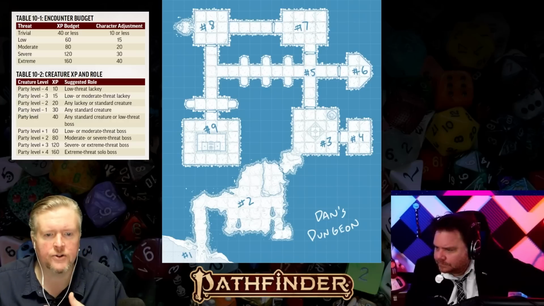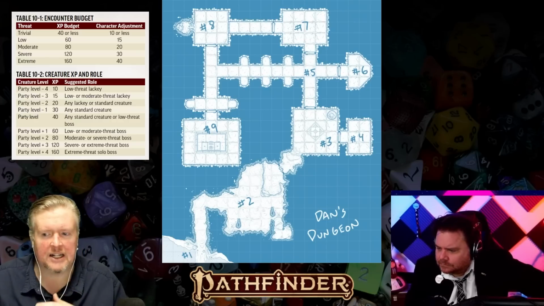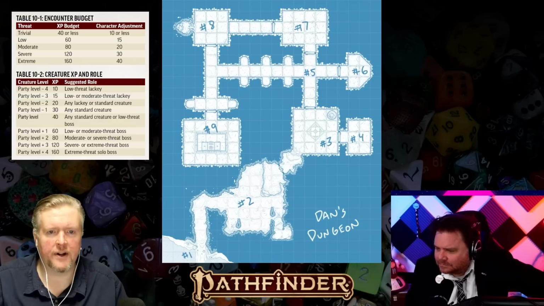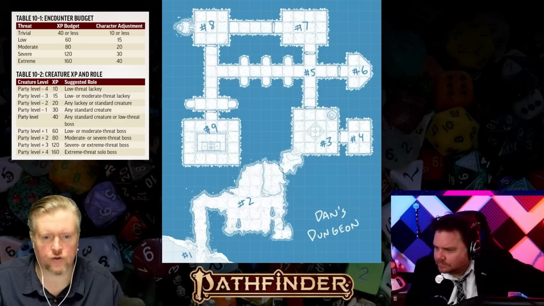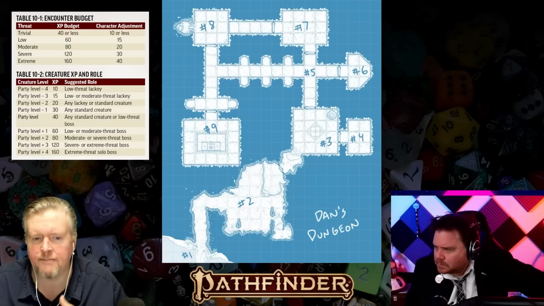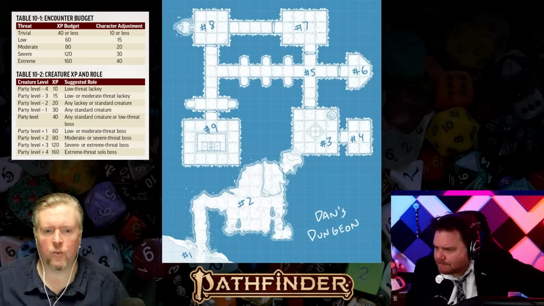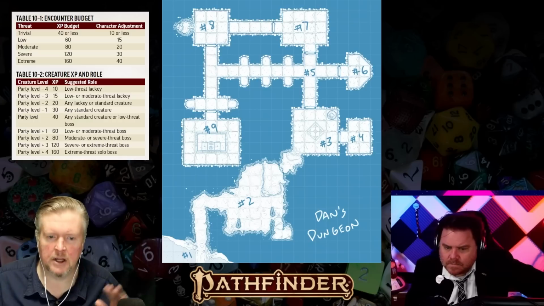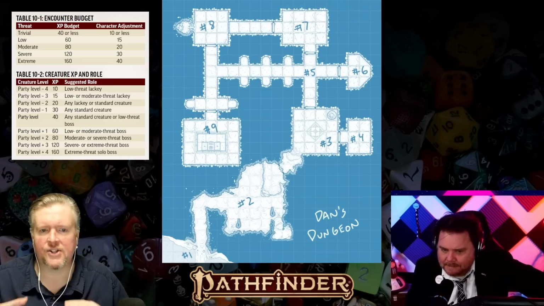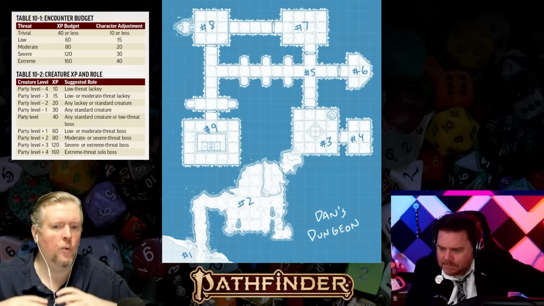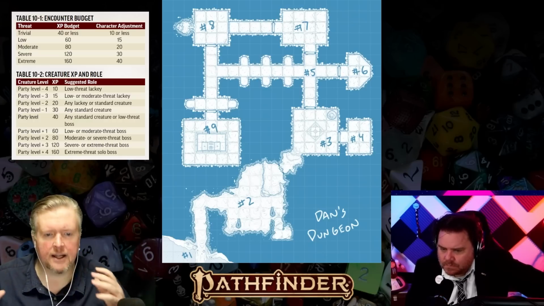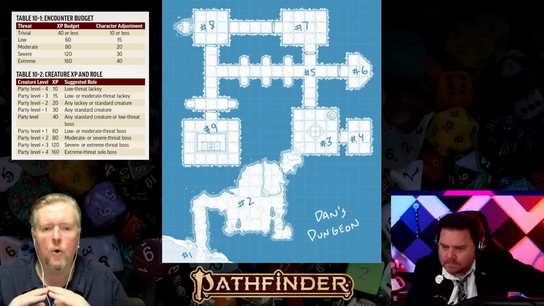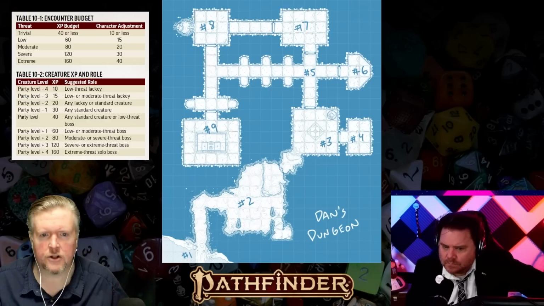So encounters get kind of five classifications here: trivial, low, moderate, severe, and extreme. Now, I'm going to just say that for this adventure, we're assuming the party is first level. You could apply this same math, the same metric to whatever level the party is, but just to keep life simple on us here, we're going to assume that they're just first level.